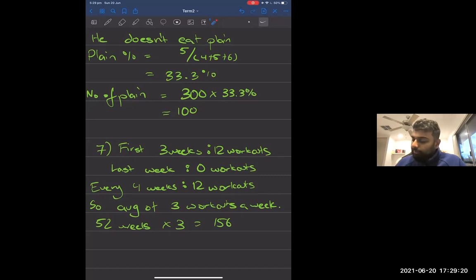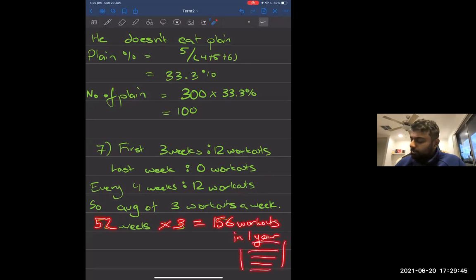So if he works out 12 times every 4 weeks, every 1 week, he'll work out 3 times. Do you guys understand? That's an average. And there's 52 weeks in a year. So you do 52 times 3, and that'll get you 156 workouts in 1 year. Do you guys understand? Pragash? Yes. All good, Pragash? Yeah, thank you.